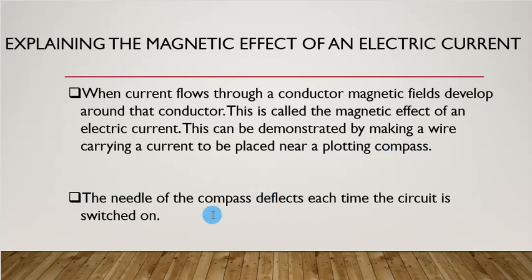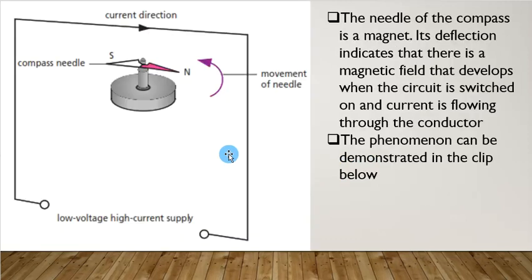The needle of a plotting compass is actually a magnet, and it deflects each time the circuit is switched on. This diagram just shows the arrangement that can be made to show the magnetic effect of an electric current. We have a compass with a needle which is a magnet, with a north pole and a south pole.